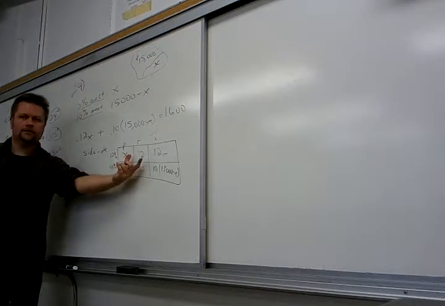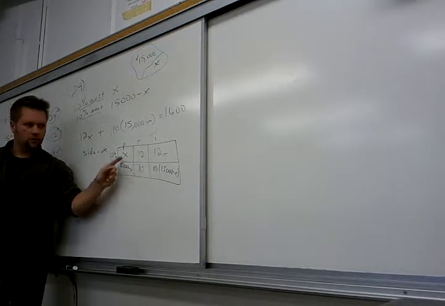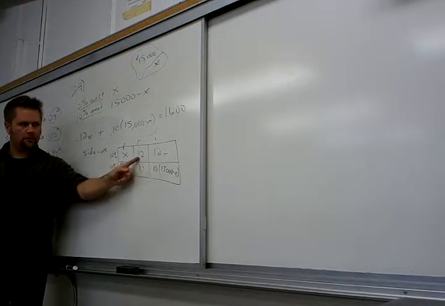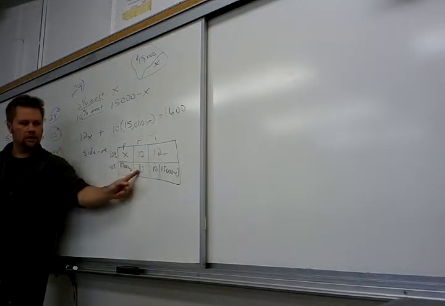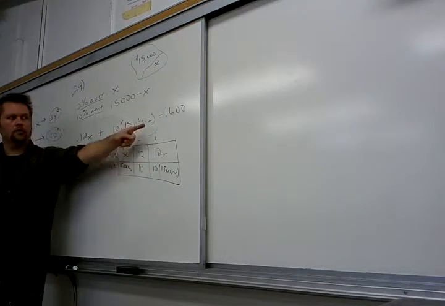Right? So I like this. It's really helpful for organizing your information. And you just multiply across to get the interest. 12% of the money is interest. 10% of that money is interest. Add them together, get the total interest.